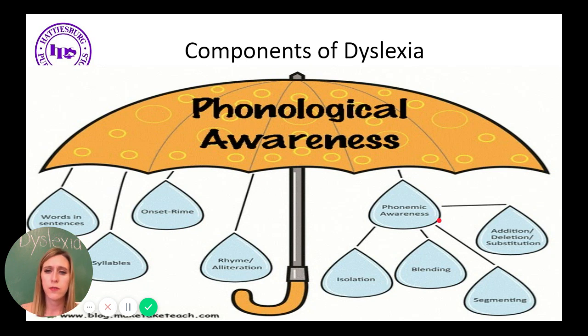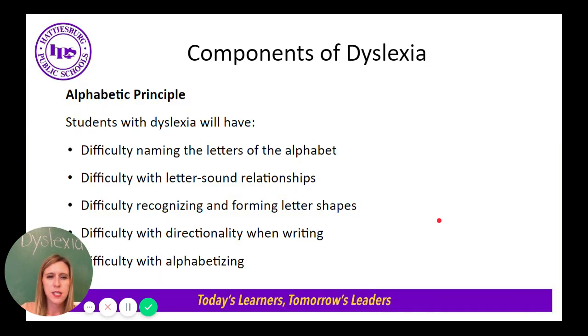And then it also has to deal with phonemic awareness, which is the ability to hear sounds and words and be able to manipulate those sounds. That may be through addition, deletion, or substitution. Segmenting words, this means breaking them down into sounds or syllables, being able to blend them together, and being able to recognize them in isolation. Alphabetical principle. This is similar to what it sounds like. It's being able to identify the letters in the alphabet and the names of those letters, the letter sound relationships, how to recognize and form those letters. It could also include the directionality when writing or the ability to alphabetize.